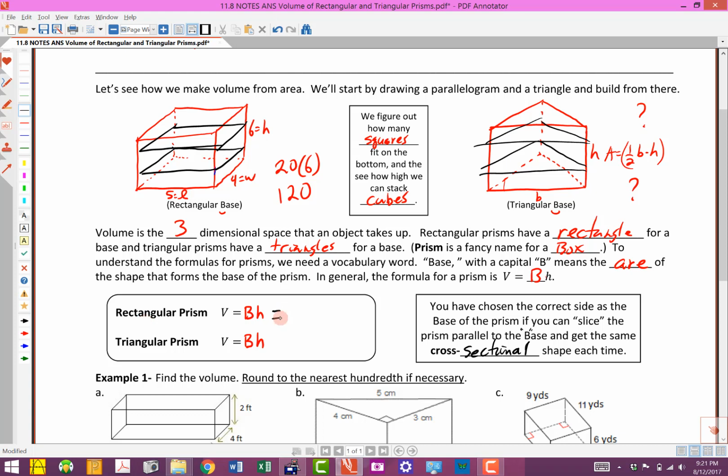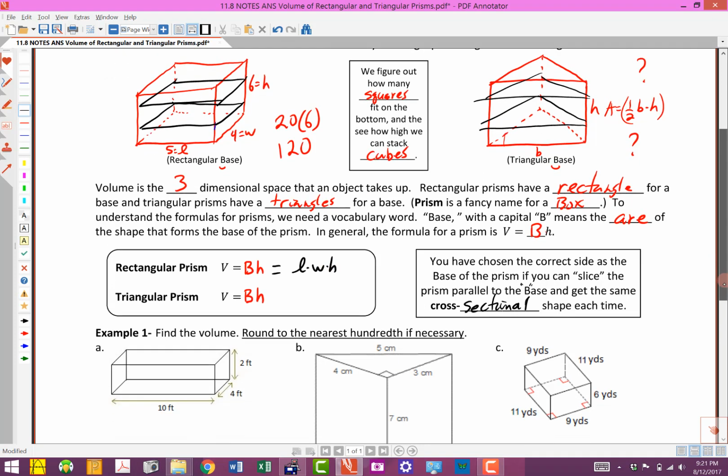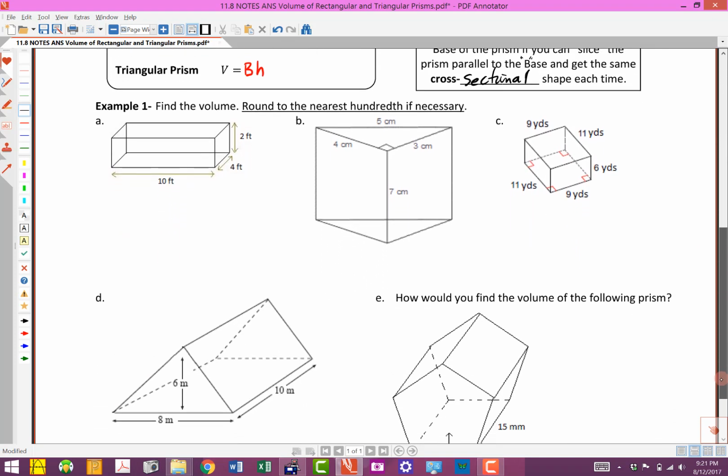Now I do want to take just a quick second. Some of you may have learned it this way. For a rectangular prism, it's the length times the width times the height. And again, there's no problem with that at all. Perfectly okay to do that. So I'm going to come down here and we're going to run through and do a bunch of these.